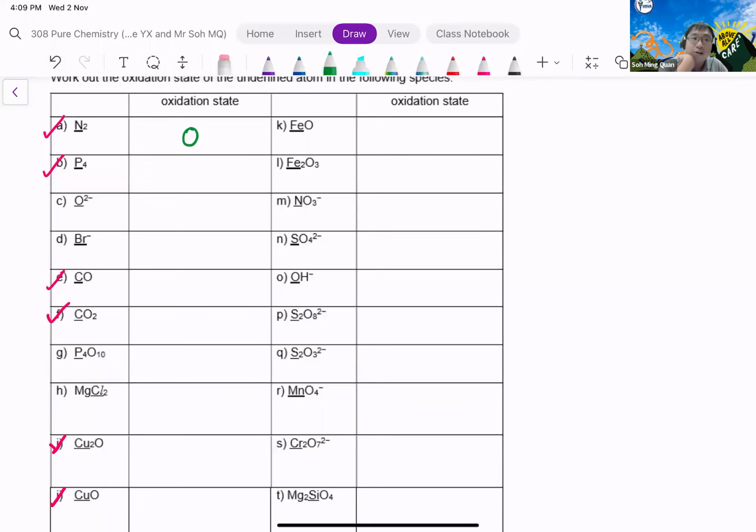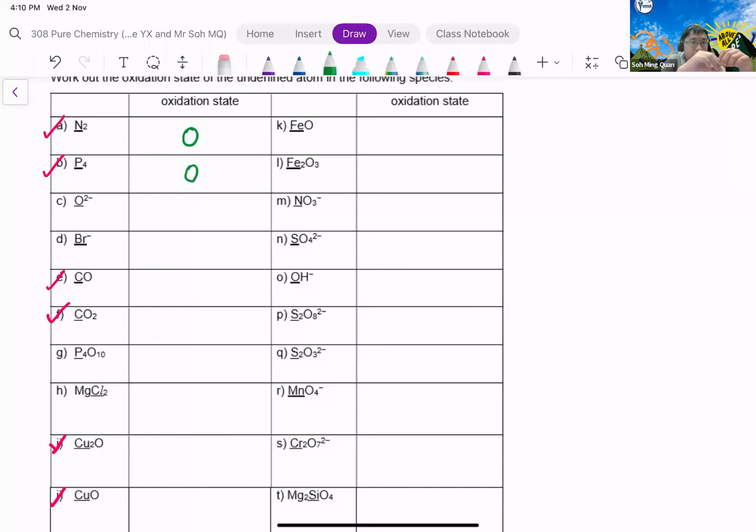Next, Zinkang, how about P4? 0. Okay, 0 as well. You notice that P4 again is an element. There are only phosphorus atoms, so the oxidation state will also be 0. Now we say goodbye to the elements. Let's go to the compounds. Let's go to E and F. Let's start with E first. E is carbon monoxide.